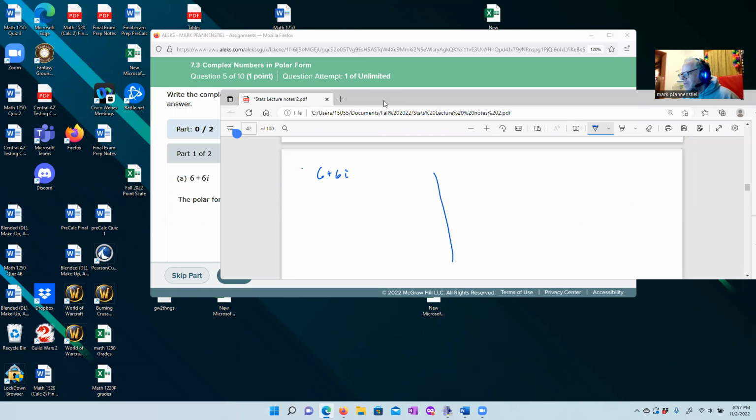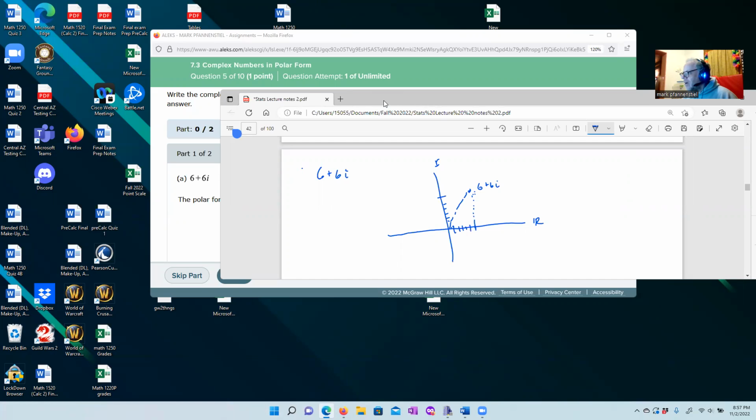So what we have here, 1, 2, 3, 4, 5, 6. This is on the real axis, and then we have the imaginary, 1, 2, 3, 4, 5, 6. So here we have 6 plus 6i. What we're going to do is draw a straight edge from the origin to the dot. We'll drop a perpendicular.